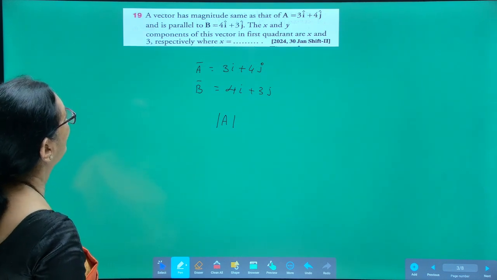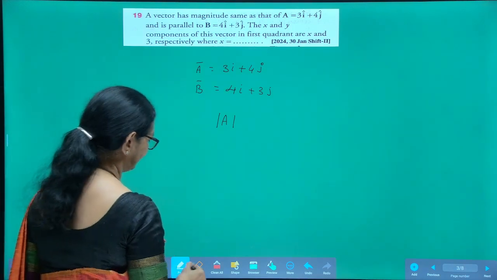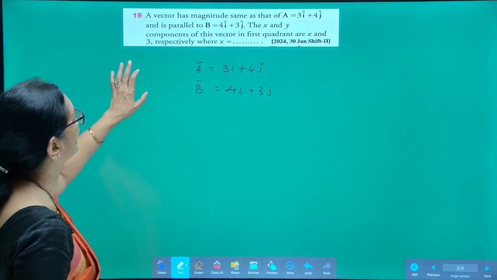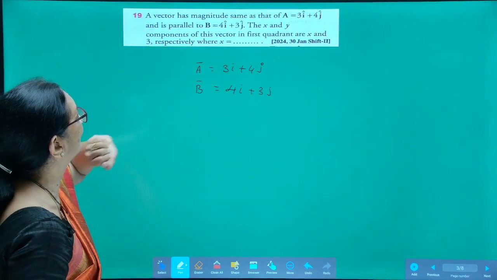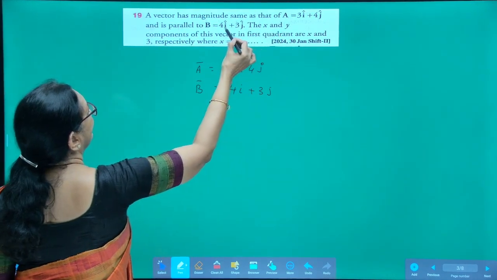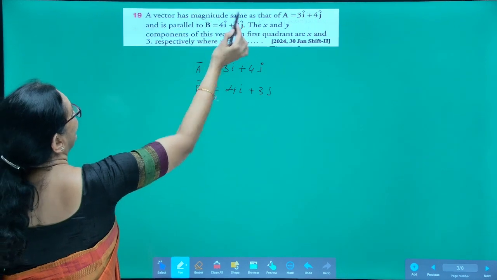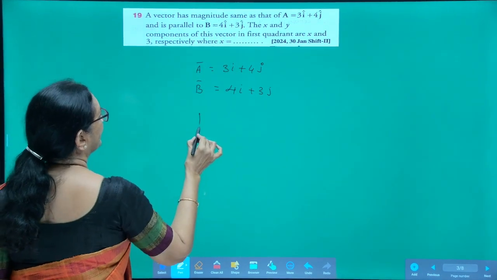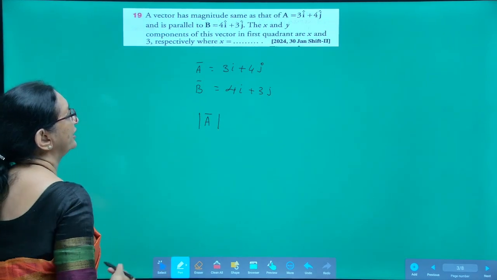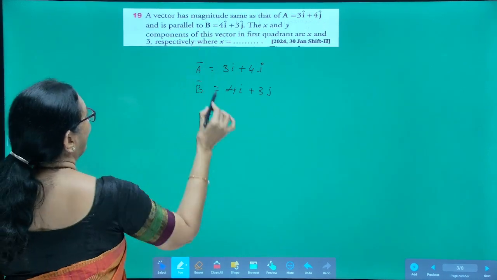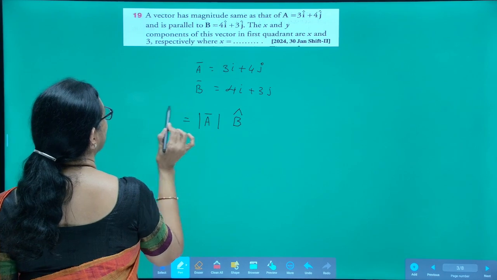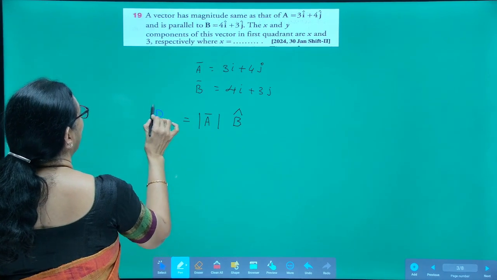So, how do we find this? See, what is the concept we are using? The x and y components of this vector. A vector has magnitude of A, so its magnitude is equal to magnitude of A, and it is parallel to B, meaning B cap. This is the vector, say some P bar.